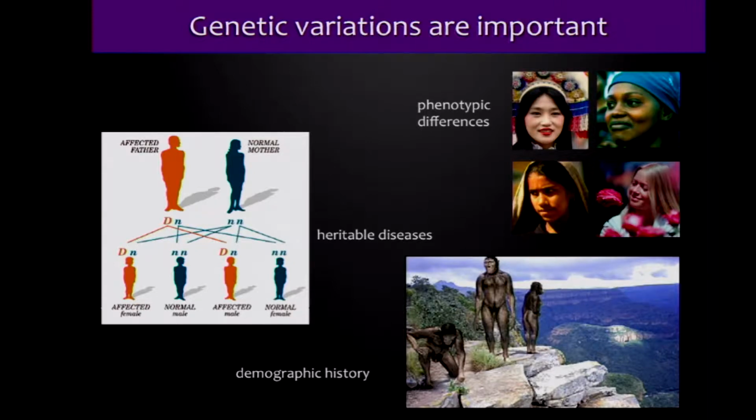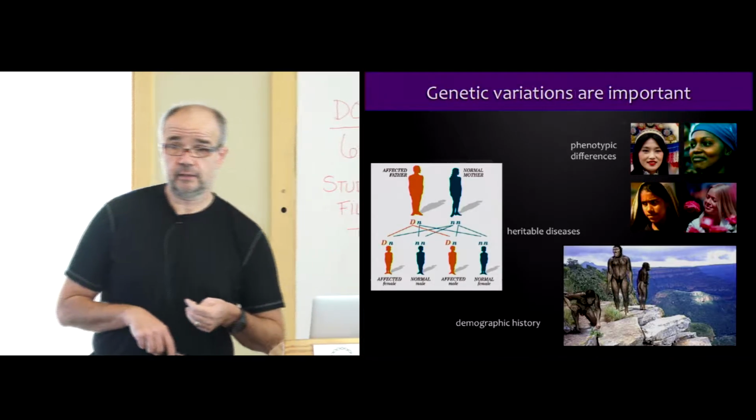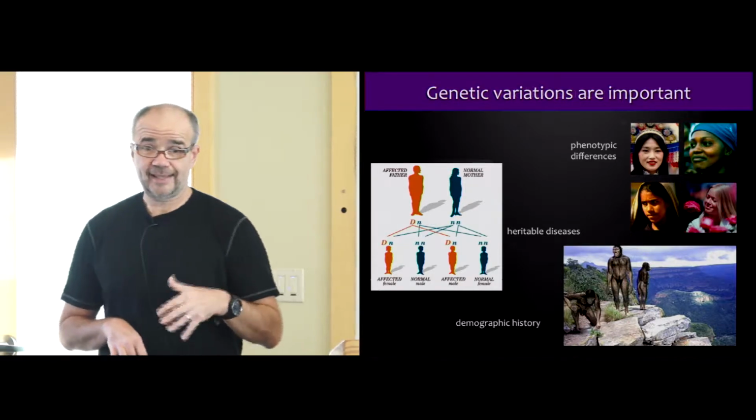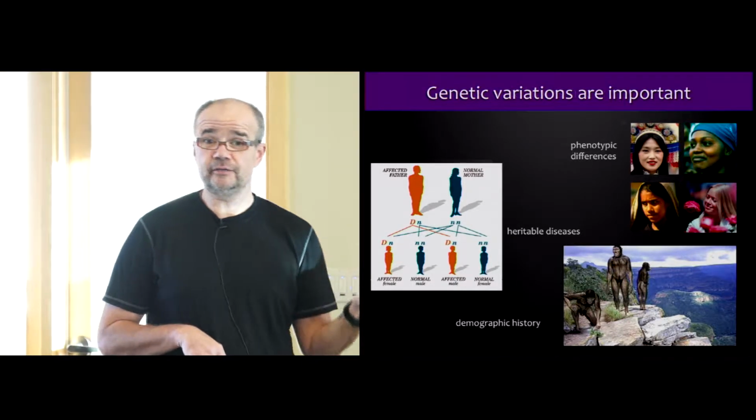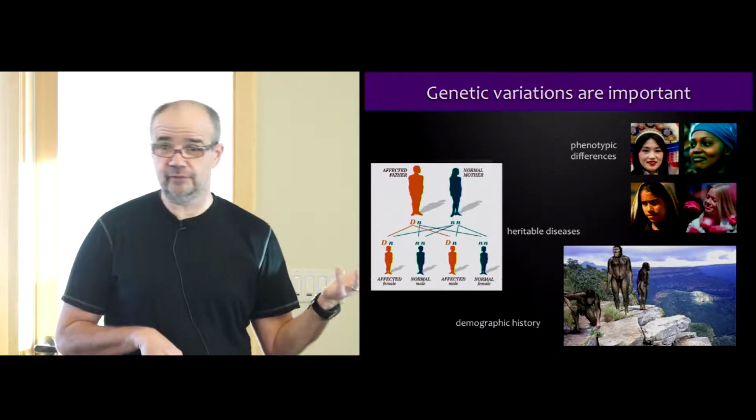Why do we care about genetic variations? Well, first of all, they cause phenotypic differences, right? All these 4 people are very beautiful, but in very different ways. And a lot of that has to do with their genetic heritage, as we talked about, heritable diseases. And it turns out that polymorphisms and genetic differences are characters that actually change very, very slowly. They turn over very, very slowly. Like the way the continents move.